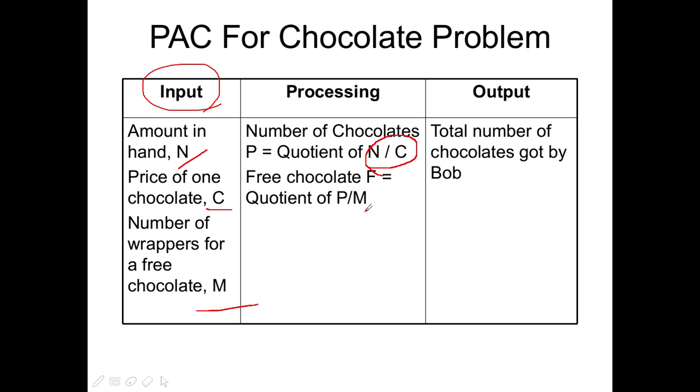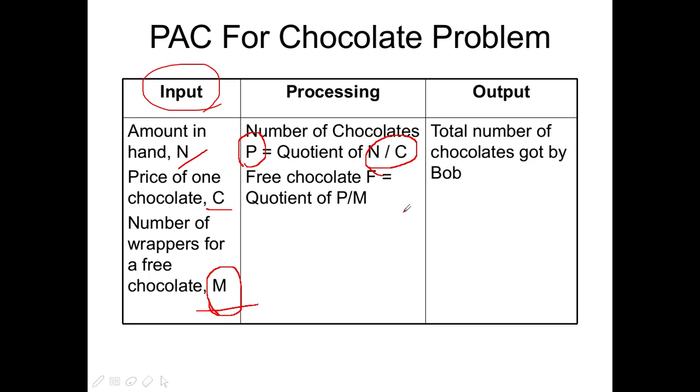And one more thing given in this problem is, for some number of wrappers he will get free chocolates. So when the child is buying P chocolates, he can give these P wrappers and get a maximum number of chocolates. And it is given in the problem that for each M wrappers, you will be given one free chocolate. So what you can do is find out the quotient of P by M to find out how many free chocolates the child can get.